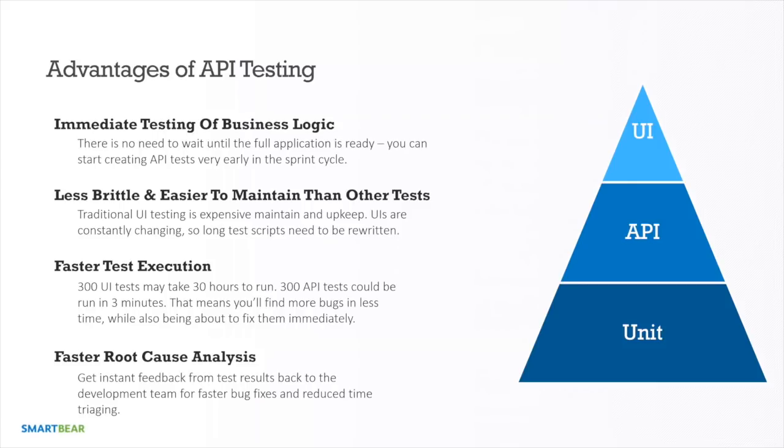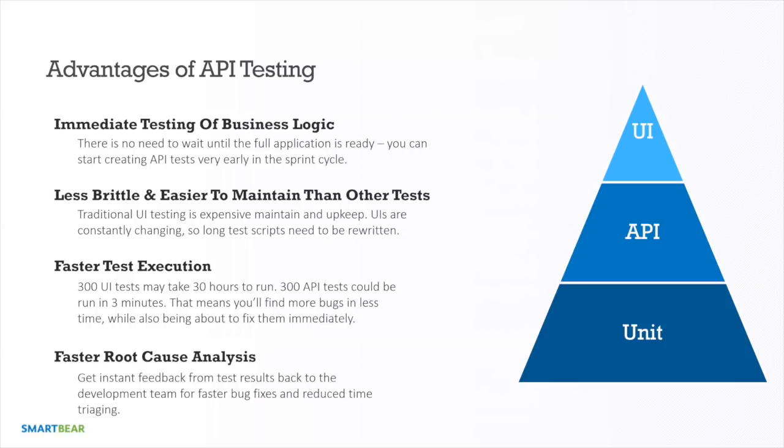We don't have to wait for multiple sprints to actually get the full application built out, to get the UI so we can actually test whether our data is correct. The API, because of the nature of it, can happen early in your sprint cycle. So the first day you build that, you can start testing business logic against it.